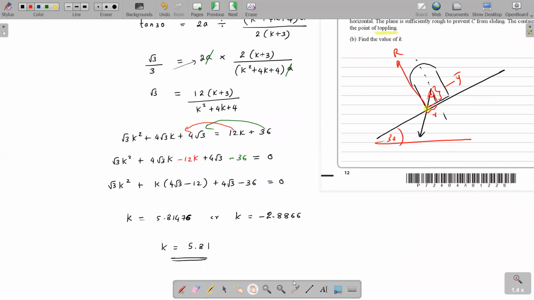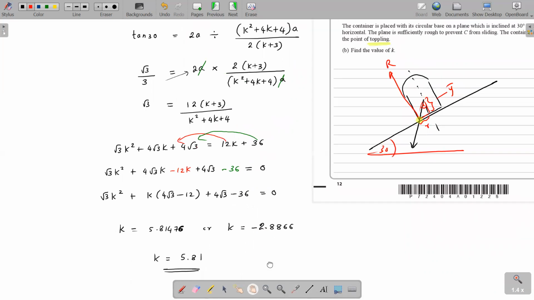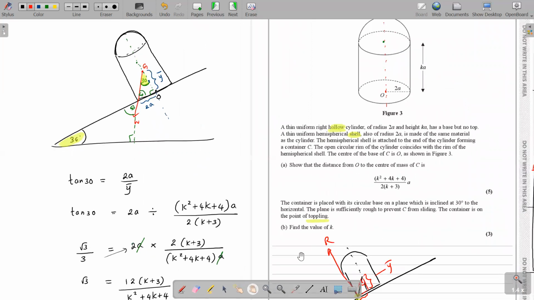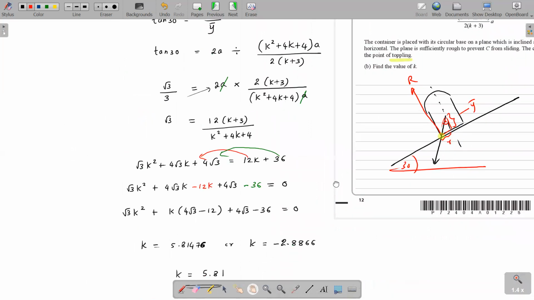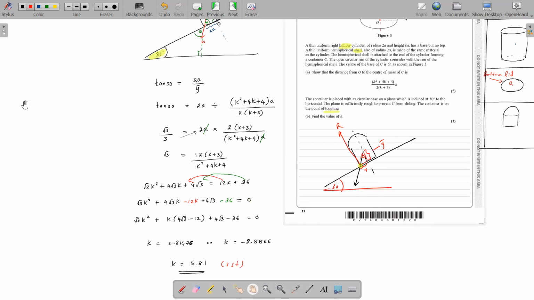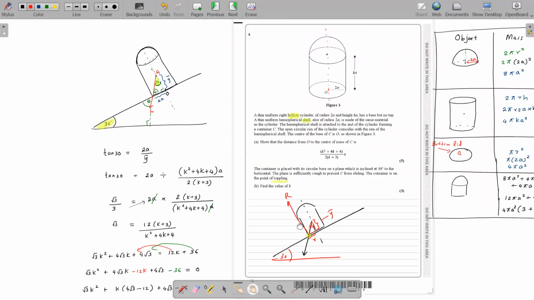So you solve for your quadratic equation, and then obviously k should be a positive figure because you can see it's ka is the height, right? So k can't be negative. Okay, so k has to be some kind of a positive figure. And you can get your k value and you can leave it correct to 3 significant figures. Okay, guys. So this is the working and the reasoning behind question number 4.